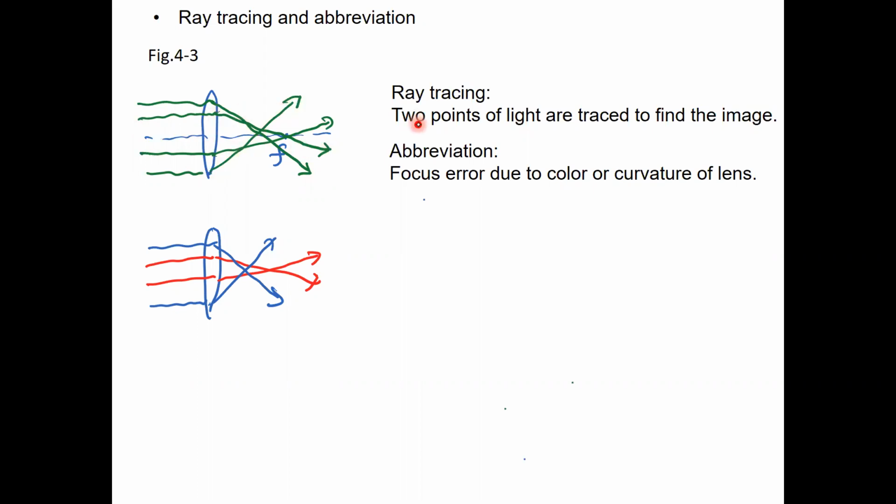And there are many nice ray tracing software packages to design optics. What I show here is a problem often encountered when you build optics, which is aberration. This is a focus error due to many reasons. I show only two reasons here, but there are many other reasons for aberration, which means focus error.